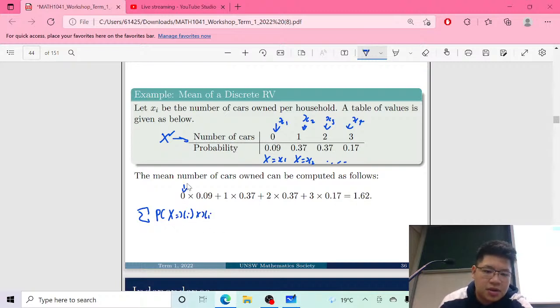So this right here, 0, this is x1, right? And this is the probability of x equals x1. Then plus 1, which is x2, so the other observed value, you can have 1 car, times the probability of the cars being only 1. Then 2 times the probability of the cars being 2, and 3 times the probability of cars being 3. So this is how you find the mean number of cars, and you would get this value in the end right here, 1.62. Okay?